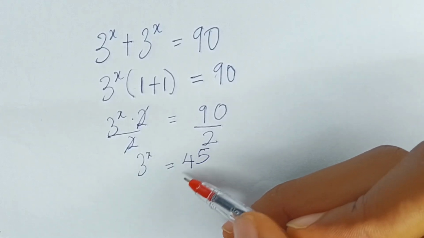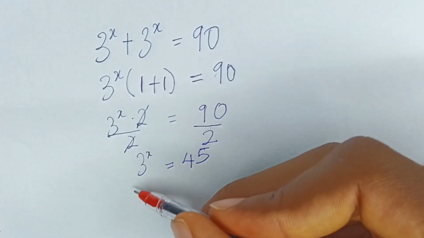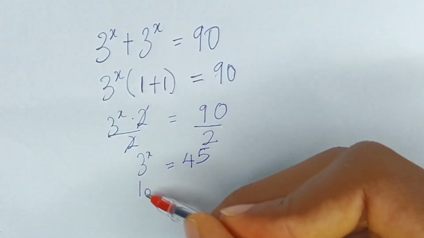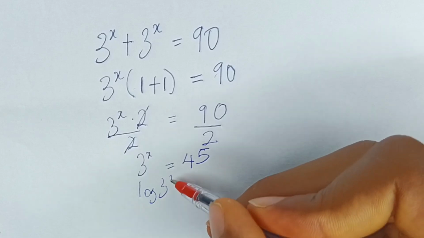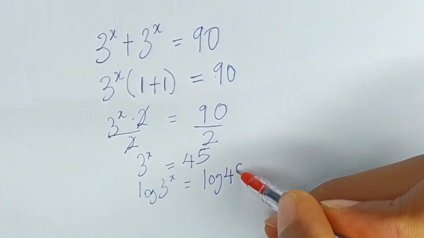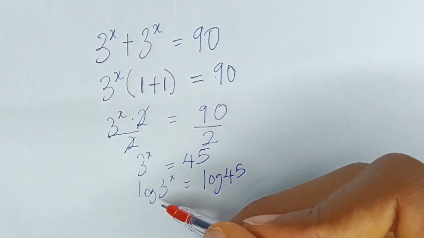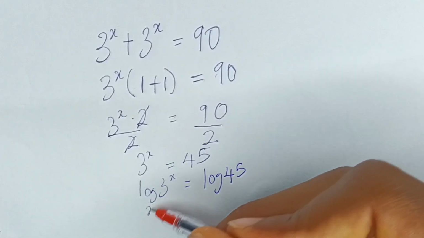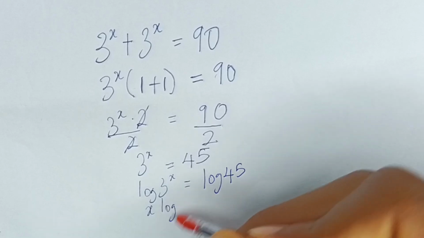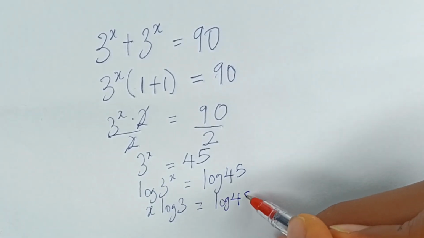At this point, we can decide to take the logarithm of both sides. So we have logarithm of 3 to the power of x equal to logarithm of 45. Now, logarithm of 3 to the power of x is the same thing as x times log of 3. And this is equal to log of 45.